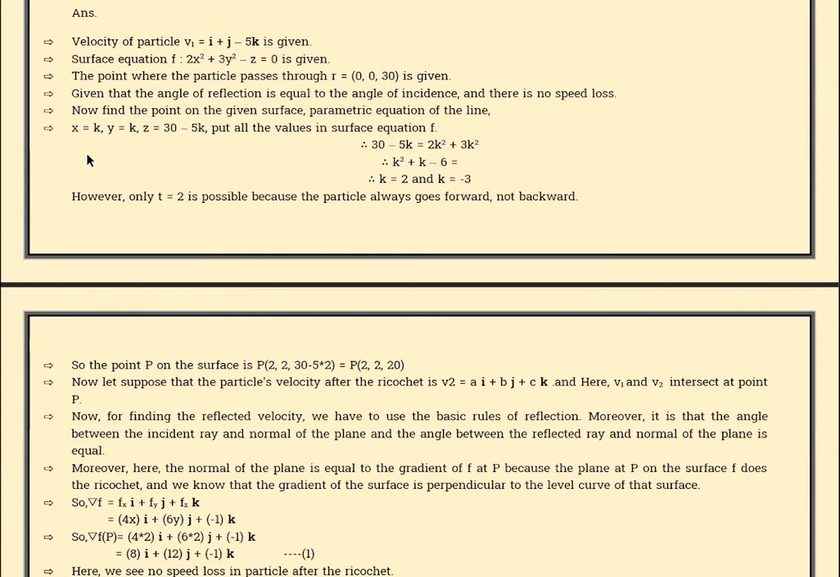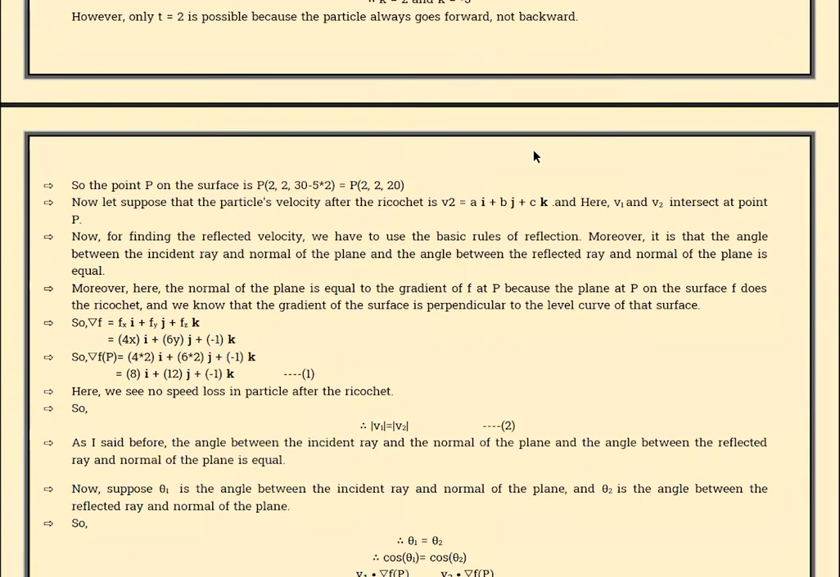So the equation of the line is given as follows: x equals k, y equals k, and z equals 30 minus 5k. And it cuts the surface, so we can put all the values in the equation of the surface. So we get the value of k equal to 2 and minus 3. But as you all know, the particle always goes forward, not backward. So that's why we only take k equal to 2, not minus 3. So from above, we get the point on the surface as (2, 2, 20).